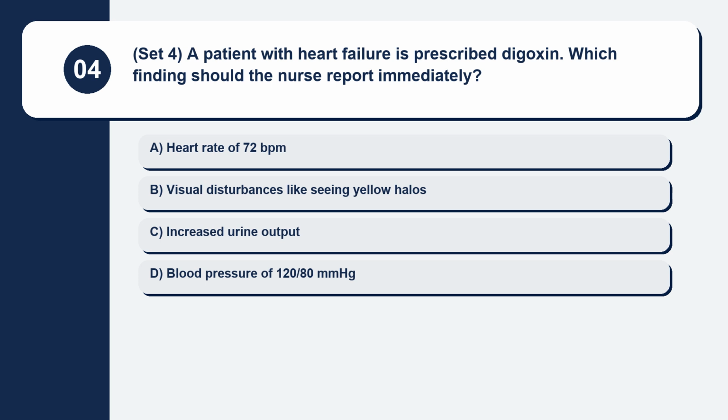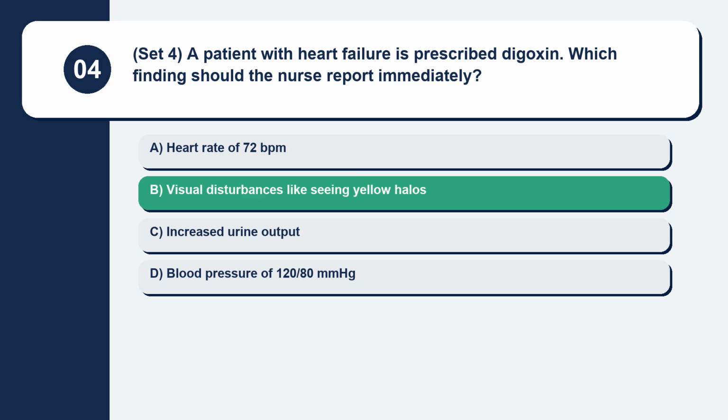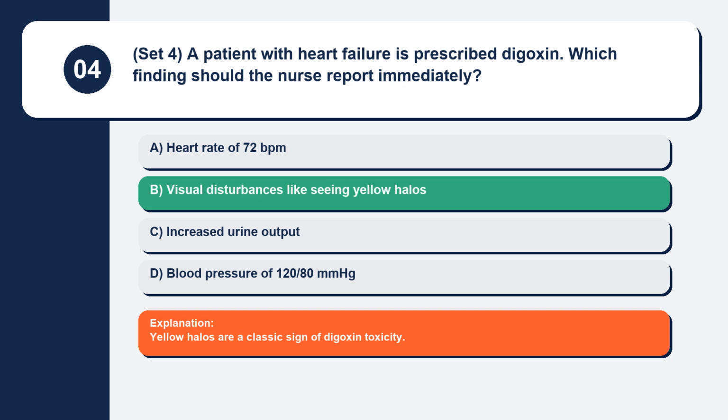Question 4, Set 4. A patient with heart failure is prescribed digoxin. Which finding should the nurse report immediately? Heart rate of 72 bpm, visual disturbances like seeing yellow halos, increased urine output, blood pressure of 120/80 mmHg. Yellow halos are a classic sign of digoxin toxicity.